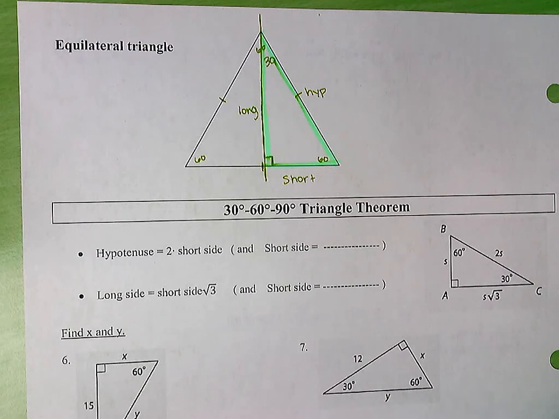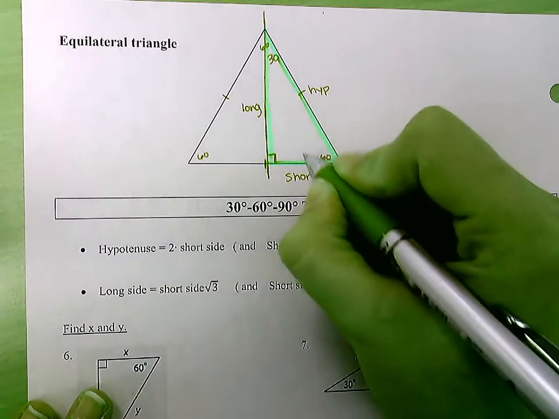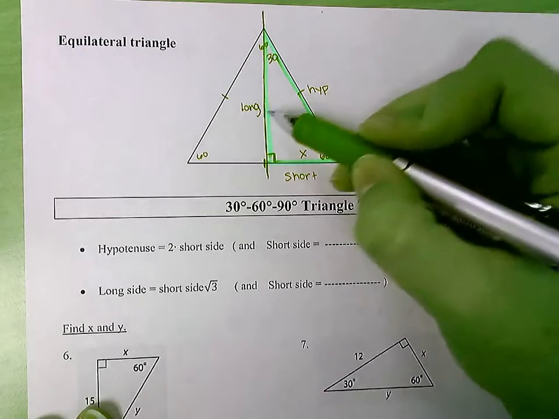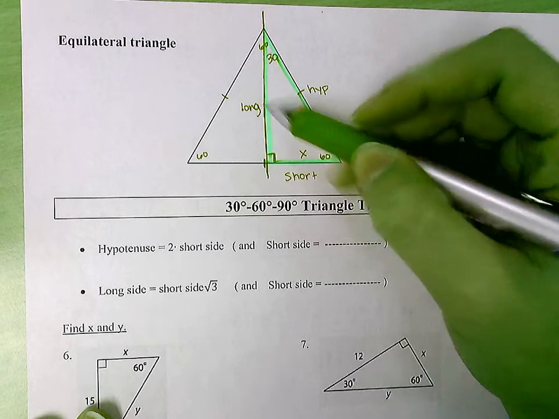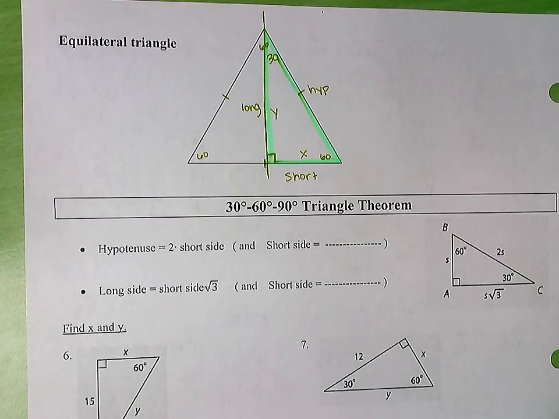Alright, so now I'm going to label this short side here as X. Just like we did on the front, we're labeling sides. I'm going to label the short side as X. Now I'm going to label the long side as Y. Okay, they're not the same length. They are different lengths. So I'm going to label the short side as X, long side as Y.